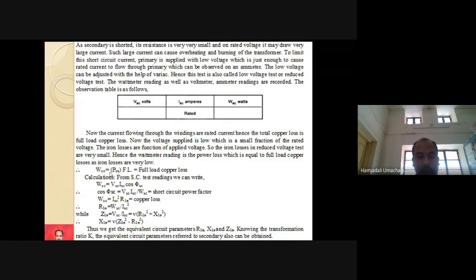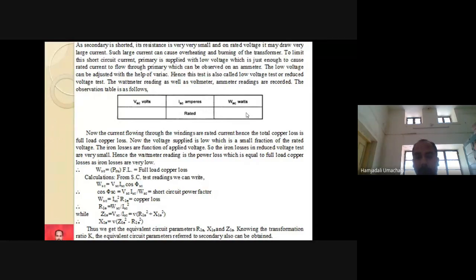So this WSC, as I told you, is nothing but the full load copper loss. That is PCU, full load copper loss, PCU FL. FL stands for full load here. So, full load copper loss calculation. If I get WSC, ISC, VSC, where SC means short circuit. Now, for WSC, the single phase power equation is what? W is equal to VI cos phi. Yes or no? Single phase AC power is given by the formula W is equal to VI cos phi.